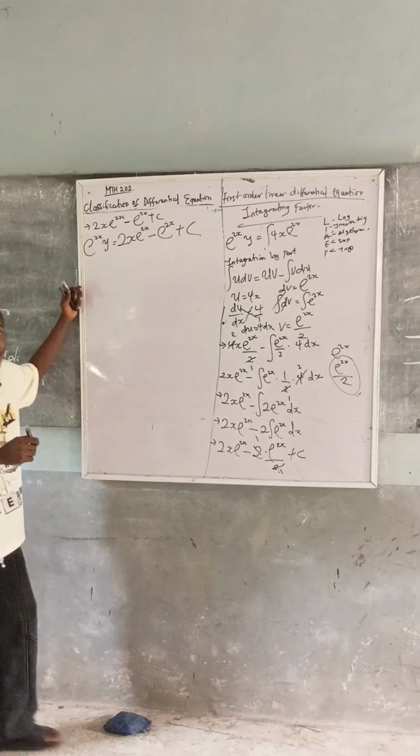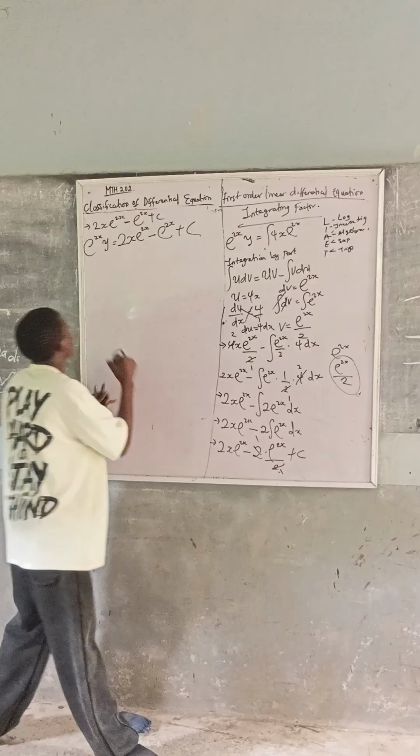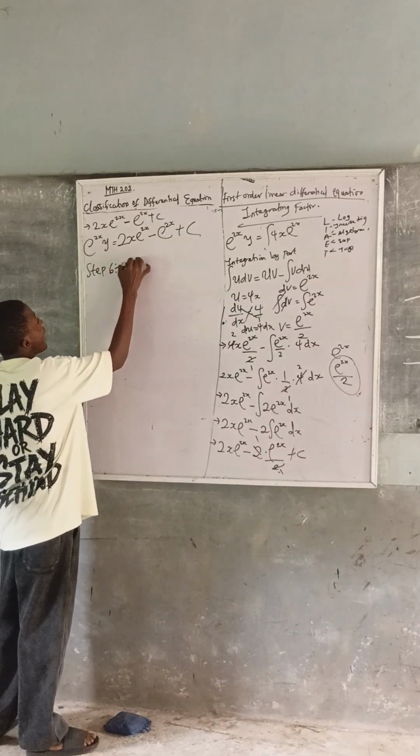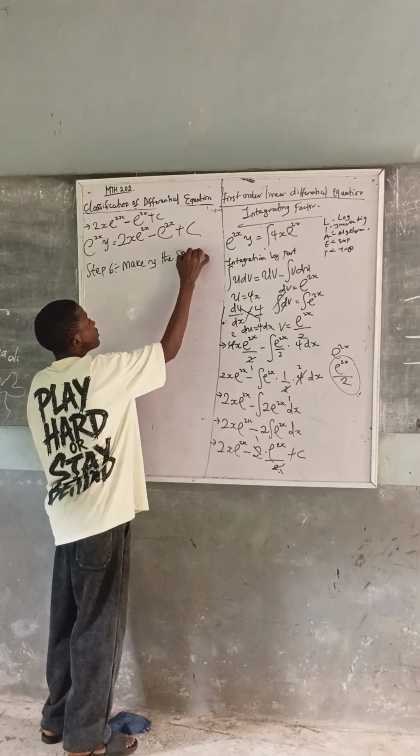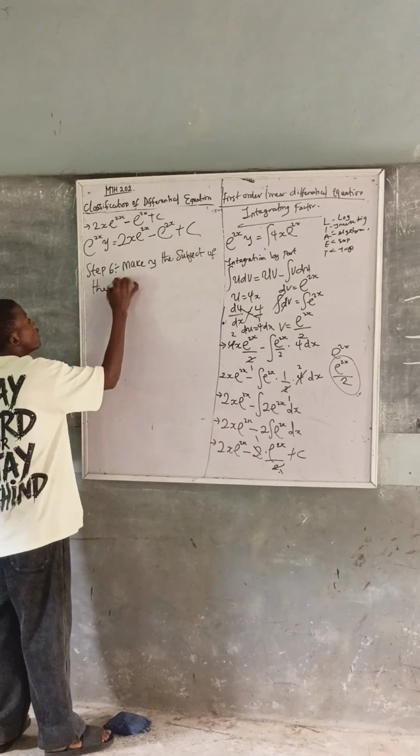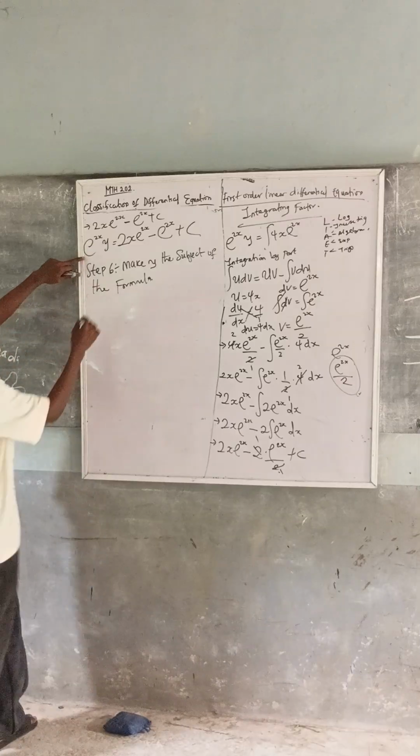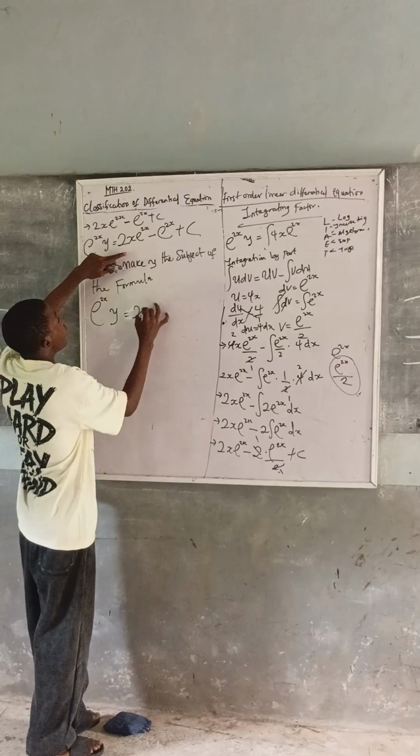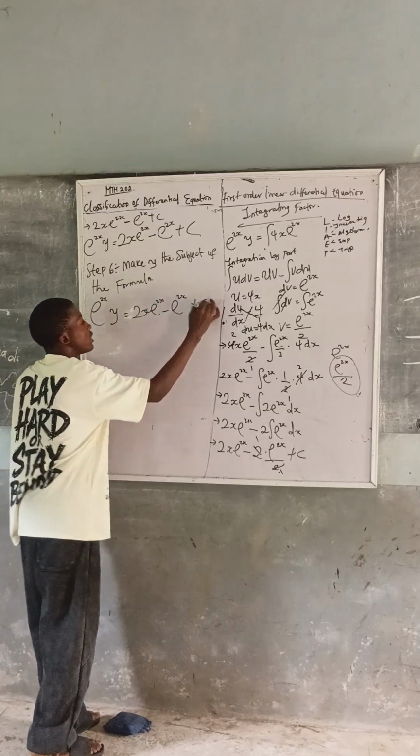Now the next step, according to what I've been giving you, is step 6. Step 6 is: make y the subject of the formula. Now we have exponential 2x times y equals 2x exponential 2x minus exponential 2x plus c.